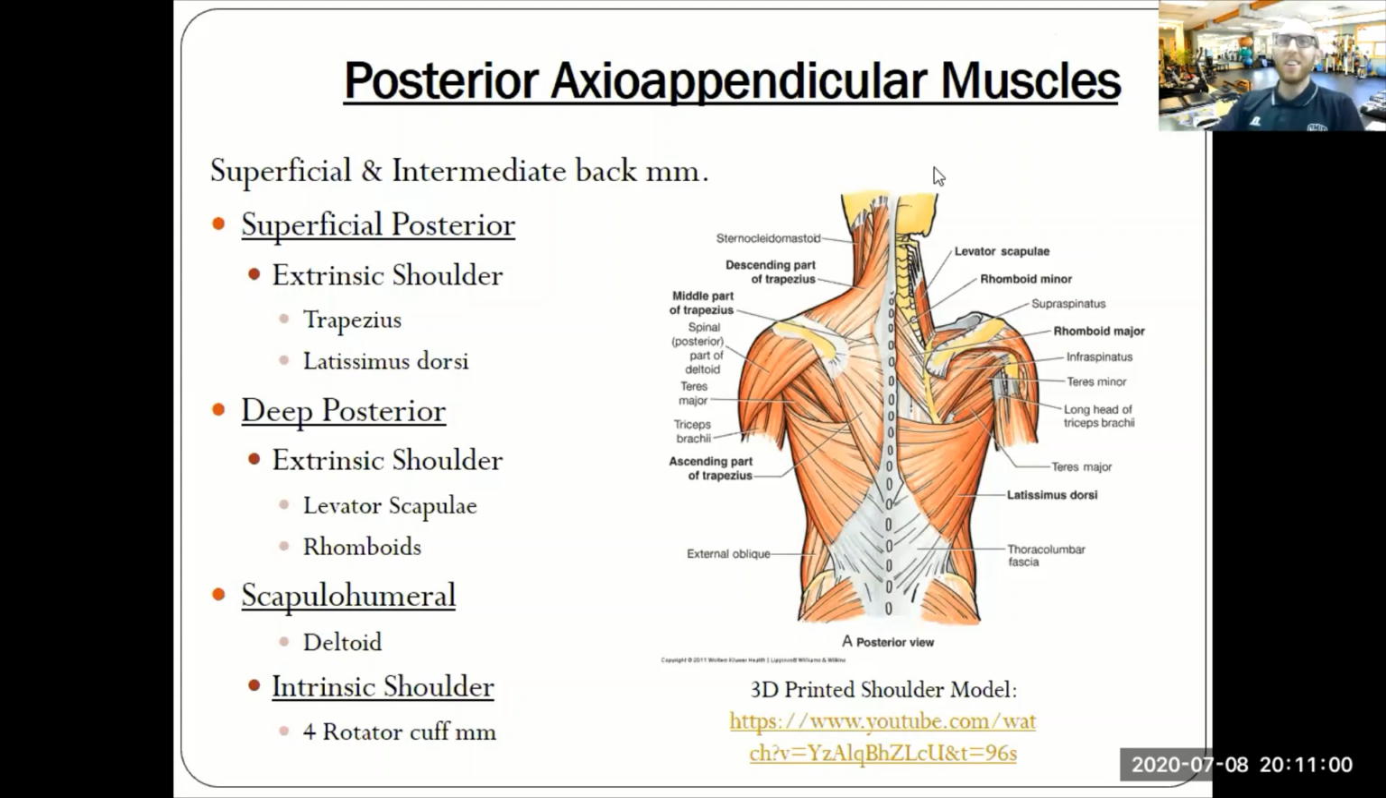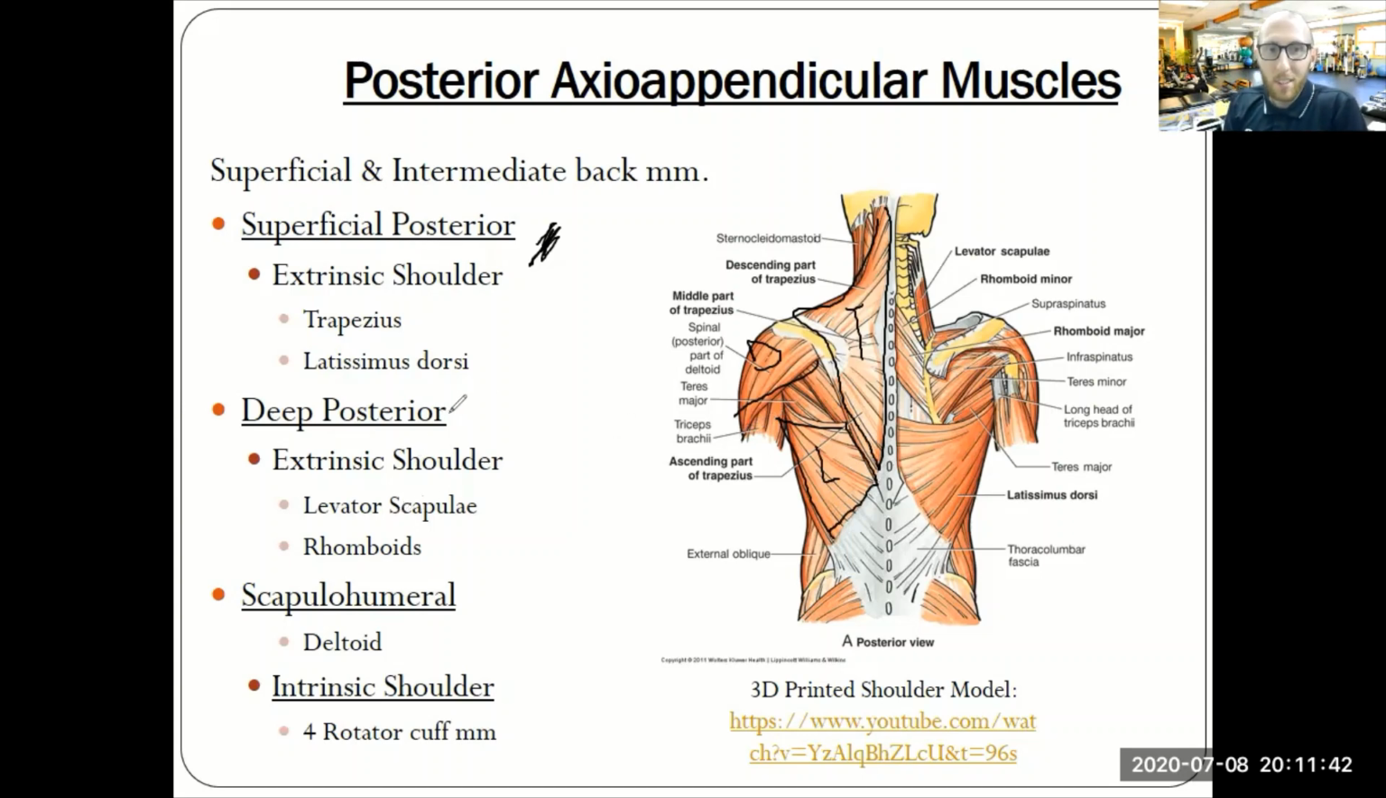And here we can see the muscles of the back. So we're looking at the axio-appendicular muscles, fancy word to say the back muscles. And we can see multiple different layers. Be careful when you look at this picture, because the most superficial posterior muscles are these muscles here. I'm going to outline the trapezius, the deltoid, and the latissimus dorsi down here. These are the ones that you can feel on your back, but there are ones deeper.